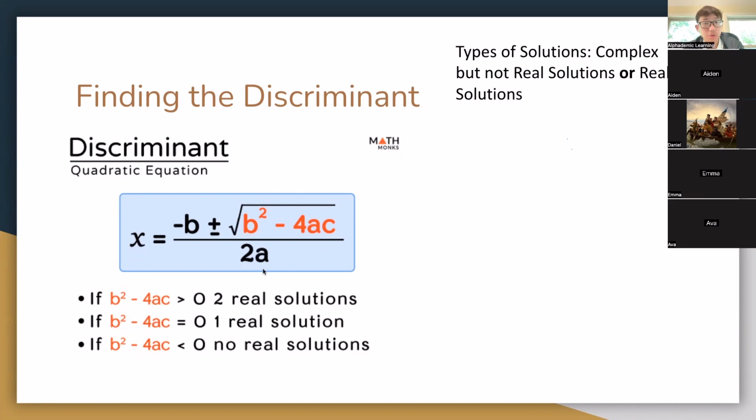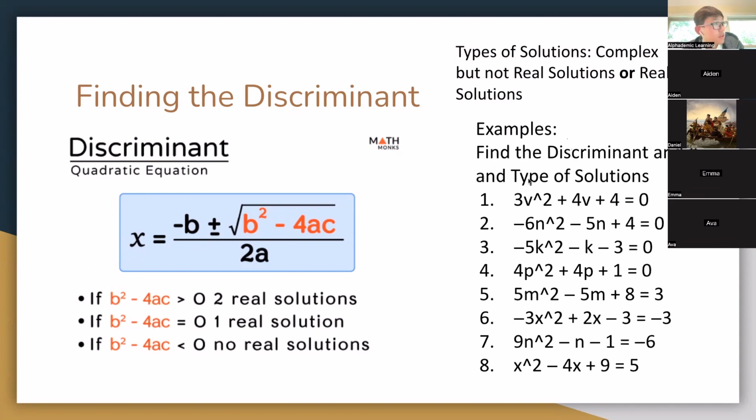So this is just a shortcut for you, so you don't have to solve out the whole equation and then see how many real solutions or non-real solutions you end up with. So I think that is key, that it's just a shortcut that will help you.